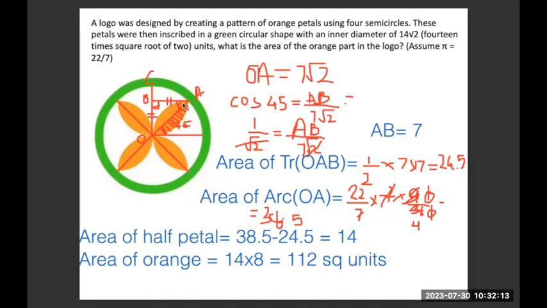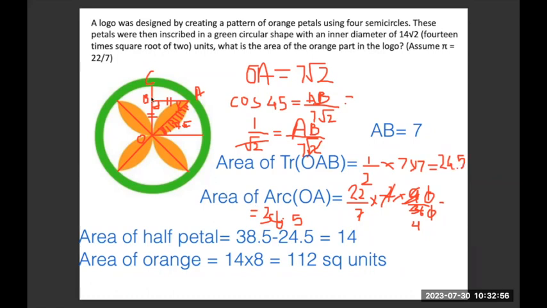I have established AB is 7, which means OB is also 7, because this angle is 45, which means both these angles are the same and both these lengths are the same. Also, for the circle with center B, OB and AB are the radius, so their values have to be the same. Now I'll first find the area of the triangle OAB. That area is half into base into altitude, which is half into 7 into 7. The value comes to 24.5.